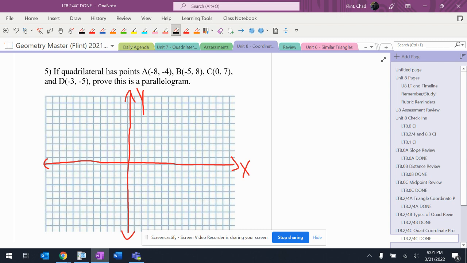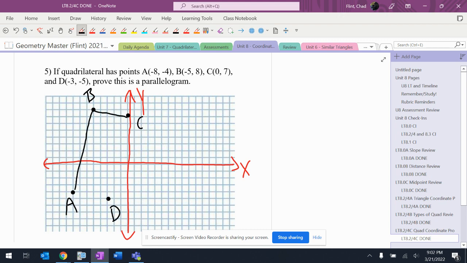Draw an accurate diagram. A, B, C, D. I have no idea why I've been graphing these.